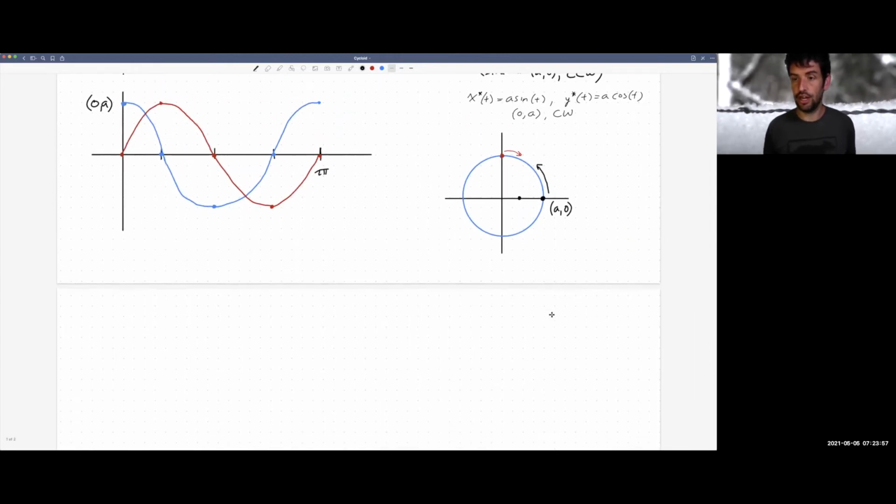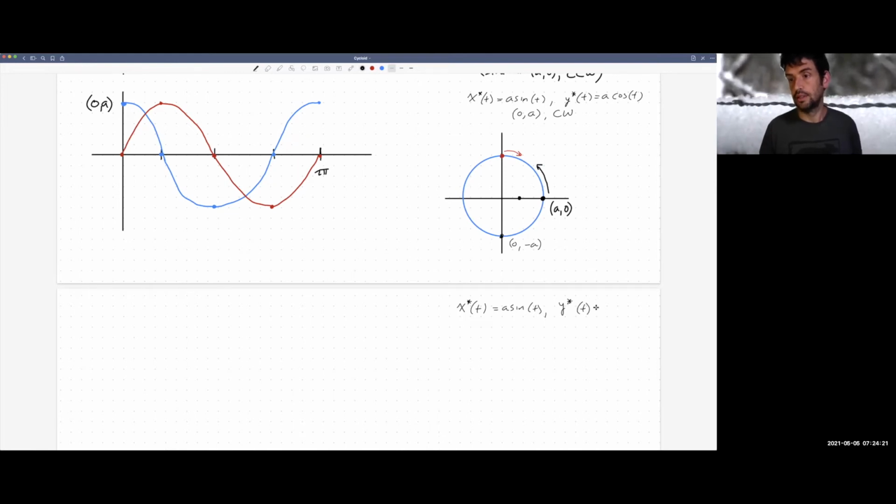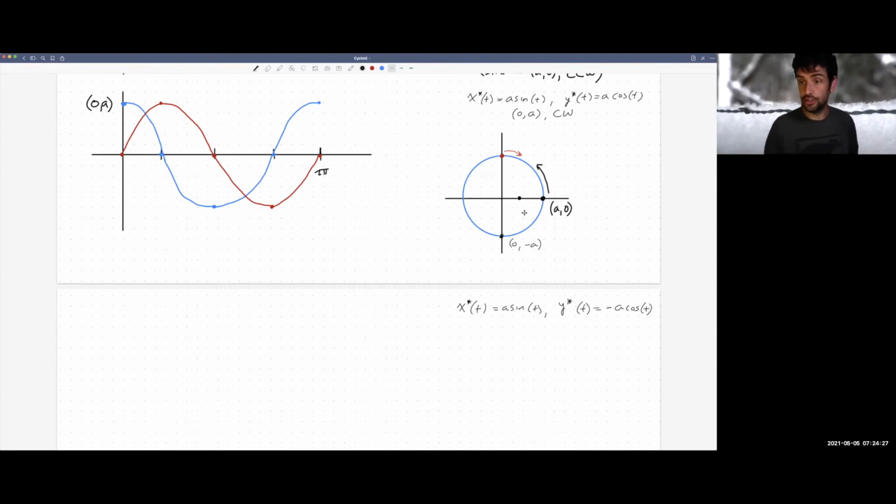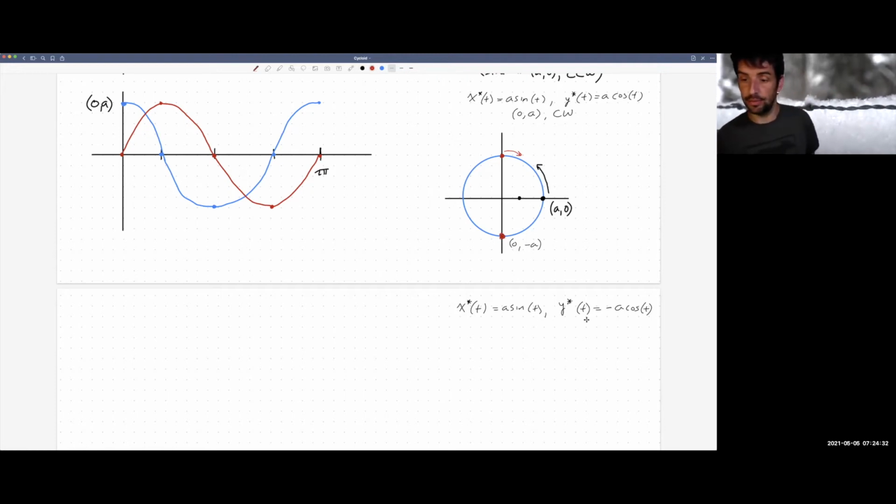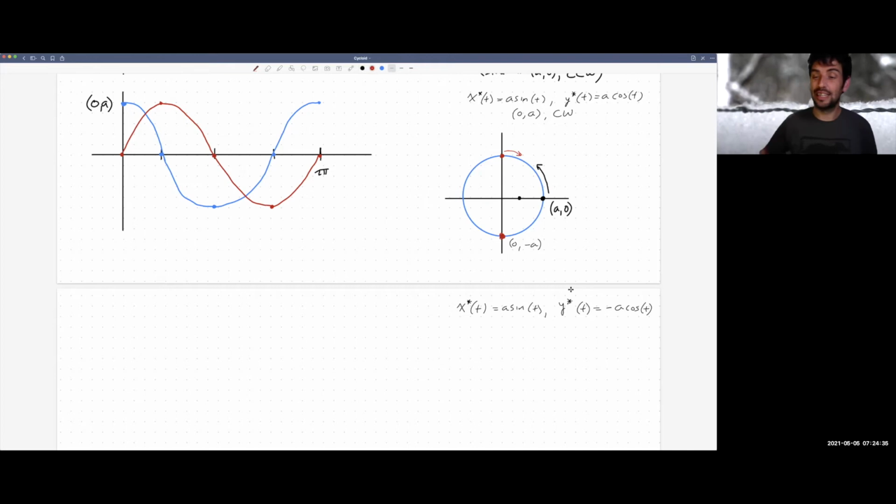So let's try a different configuration. Remember, we want to start at the bottom of the circle. One thing I could do is, if the bottom of our circle would be at 0, negative a, maybe I try just putting a negative on here. It certainly starts where we want now. We're at the bottom. It's starting where we want. Let's see what happens when we let t increase.